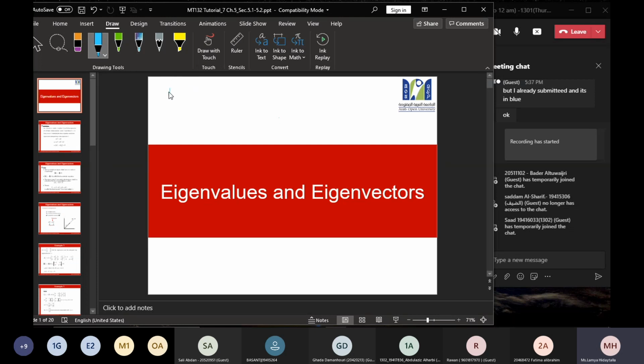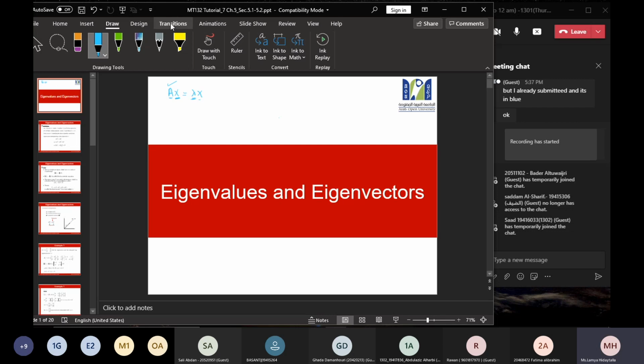Let's assume that we have a square matrix A, whose dimension is n by n. If there exists a vector x such that when you multiply your matrix by this vector, it is equal to a real number lambda times the same vector x, then this lambda, which is the real number, we call the eigenvalue, and x is the corresponding eigenvector for the matrix A.